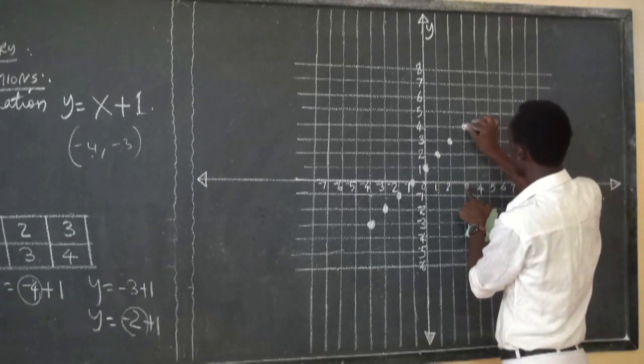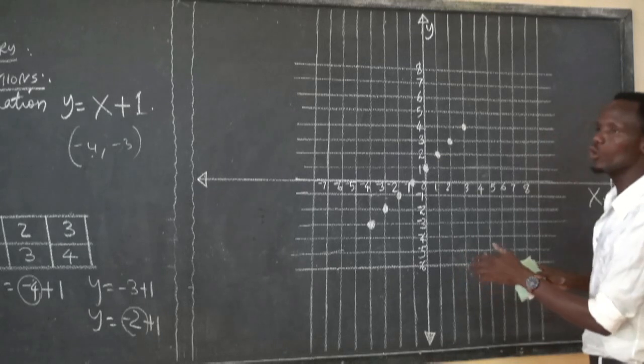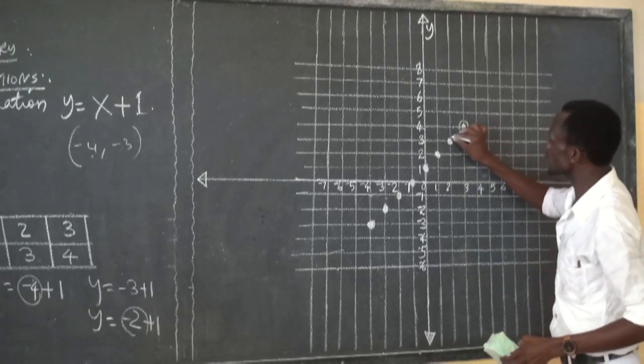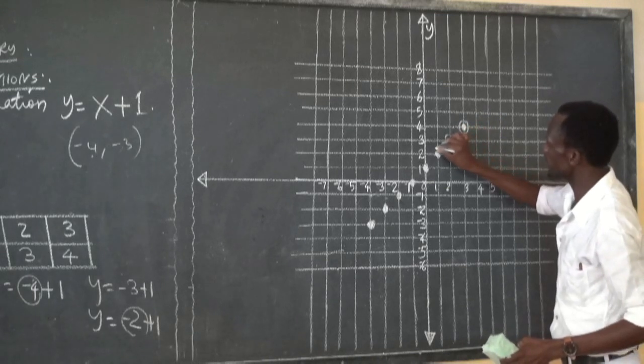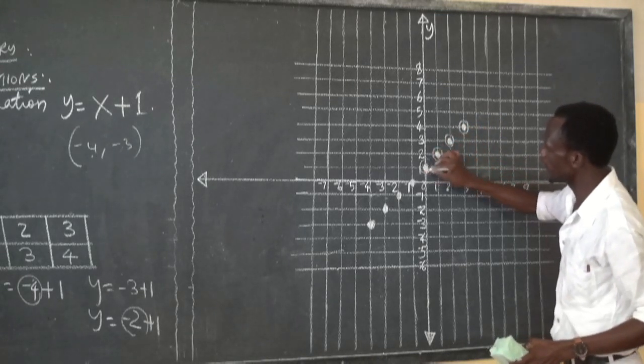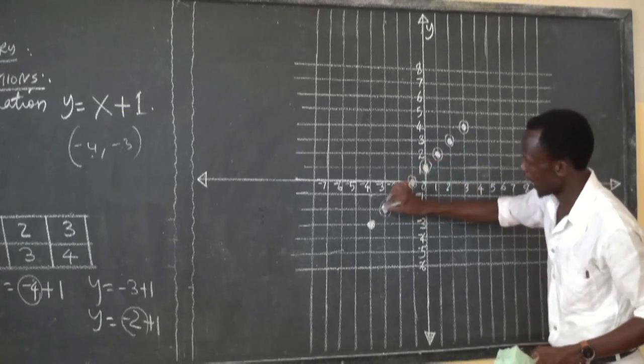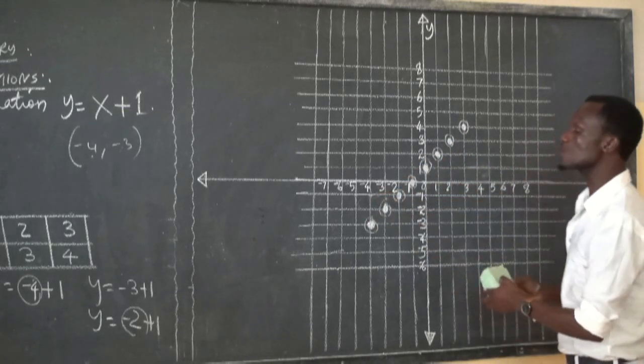Y is 4 here. So if now you look at these points, this is the first point, and this is the second point, and this is the third point, and this is the fourth point, and this is the fifth one, here it is, and here it is. We have got these points from here.